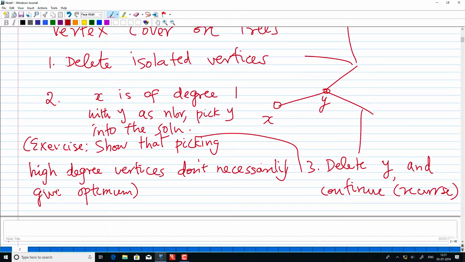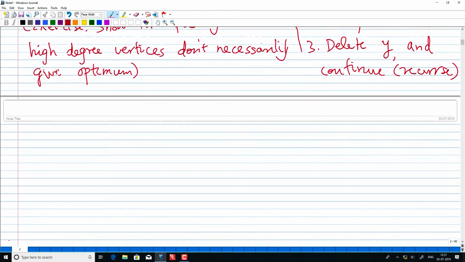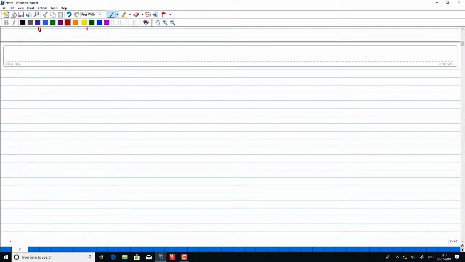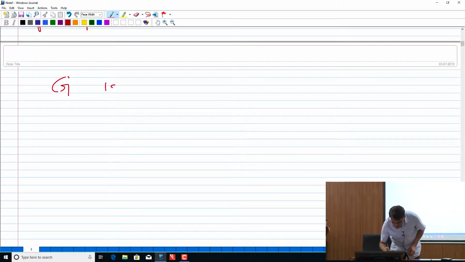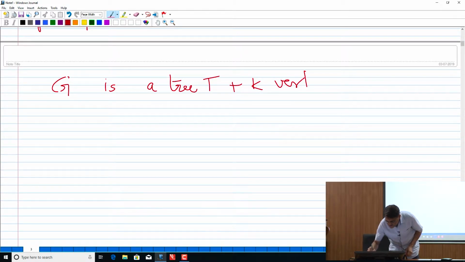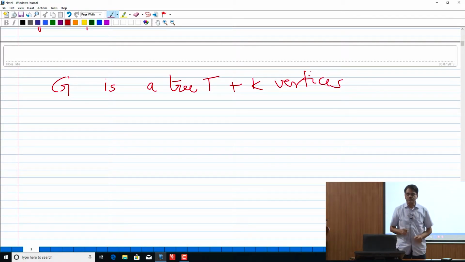Okay? So this is one of those examples of special instances where you can solve an otherwise hard problem in polynomial time. So now let's see how I can generalize this. Now suppose I tell you I have an arbitrary graph, but not quite an arbitrary graph. Suppose I have G is a tree T plus some k vertices. Okay, so I give you this.